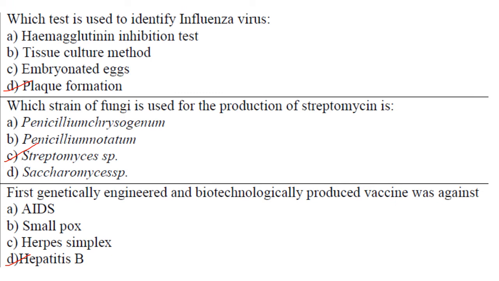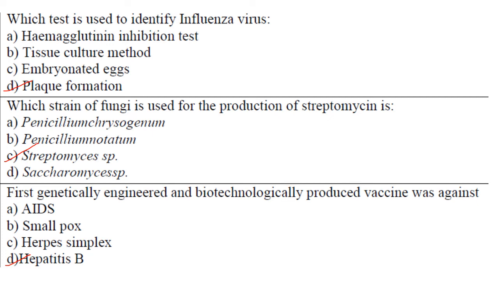Then which test is used to identify influenza virus? It is plaque formation. Answer is option D. Then next one. Which strain of fungi is used for the production of streptomycin? It is Streptomyces species. Answer is C.